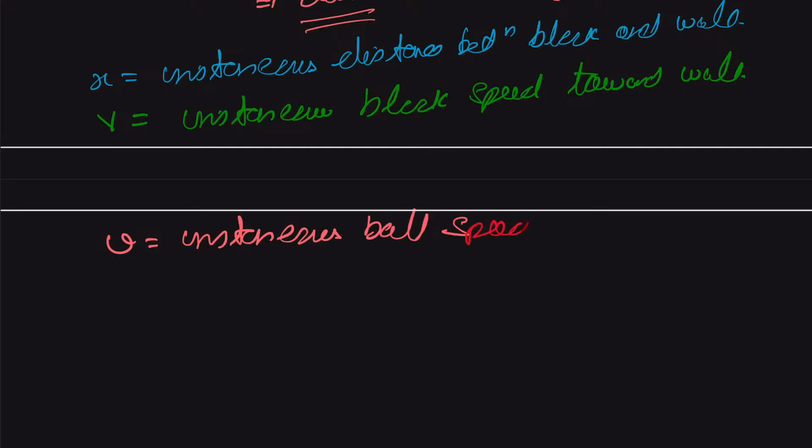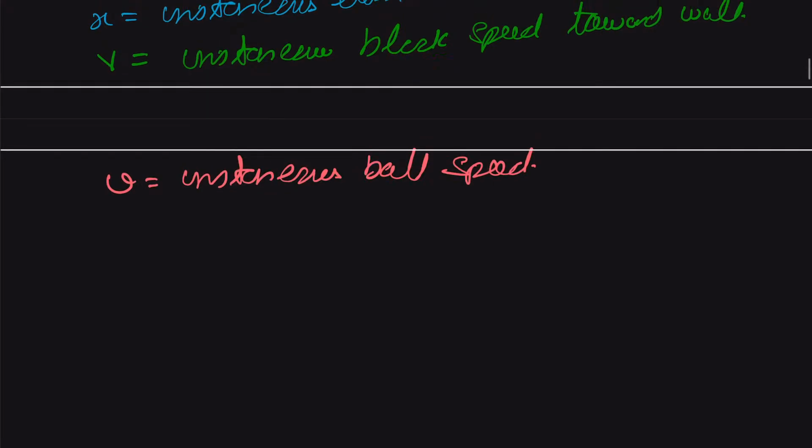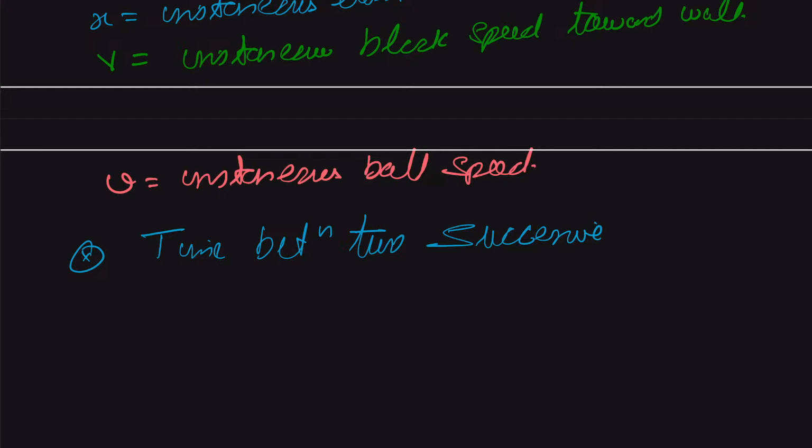So it means the time between two successive block-ball collisions. Okay, so we are going to find that first of all, the time between two successive block-wall collisions.